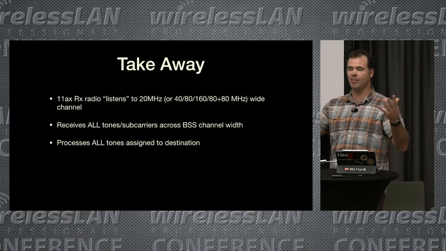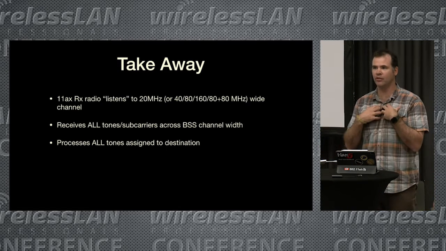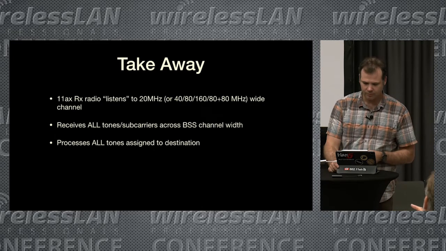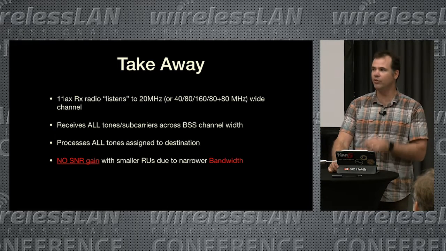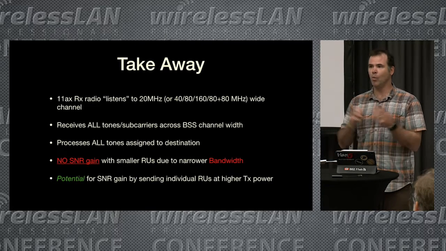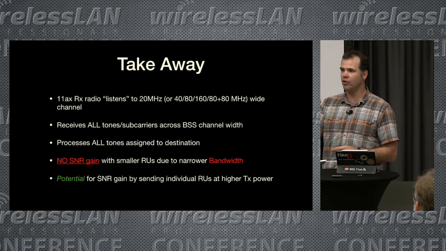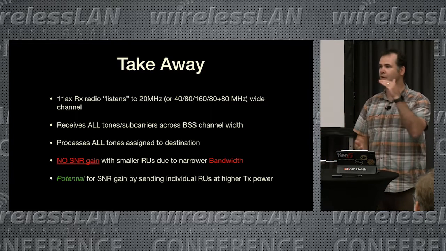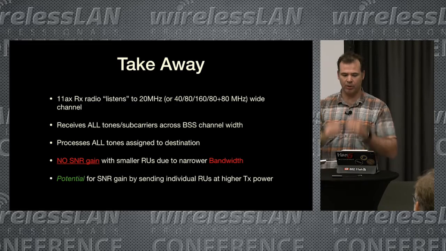You hear all the frames coming in, but your wireless NIC's default behavior is to drop unicast frames that aren't destined to you as the receiver. You can demodulate them, but if they're not for you, you drop them. So there's no SNR gain for smaller RUs when using that narrower bandwidth. There is potential, however, and this won't be implemented unilaterally across the board, but you can transmit those RUs at higher transmit power. So it is possible on the transmission end to increase your SNR by having the transmitter increase the power. But on the receive end, we get no benefit from narrower channel widths.